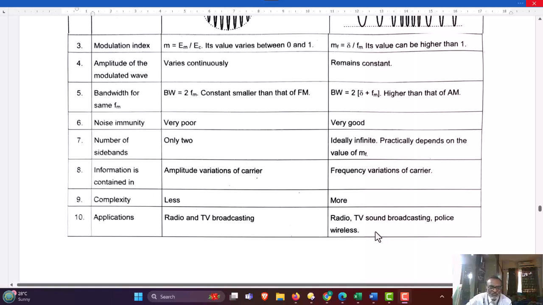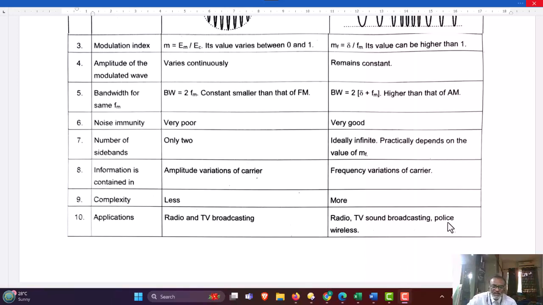AM is mostly used for radio and TV broadcasting. In radio receivers, normally the audio signal is used for transmission, and that is mostly using amplitude modulation. In television also, for broadcasting of audio and video signals, AM is used. Whereas FM is also used for radio stations, those are called frequency modulated radio stations or FM stations. It can be used for police wireless and security services also.